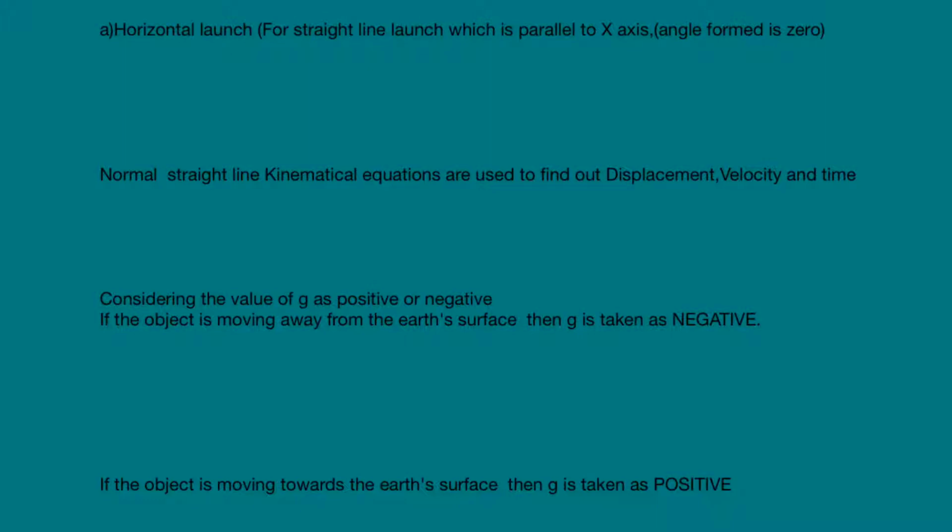Considering the value of g as positive or negative, we have to consider this very nicely, and remember the important point that if the object is thrown away from the earth, moving away from the earth, then we have to take g as negative. And if the object is thrown towards the earth and it is falling down, then g is taken as positive because the object is thrown towards the earth.